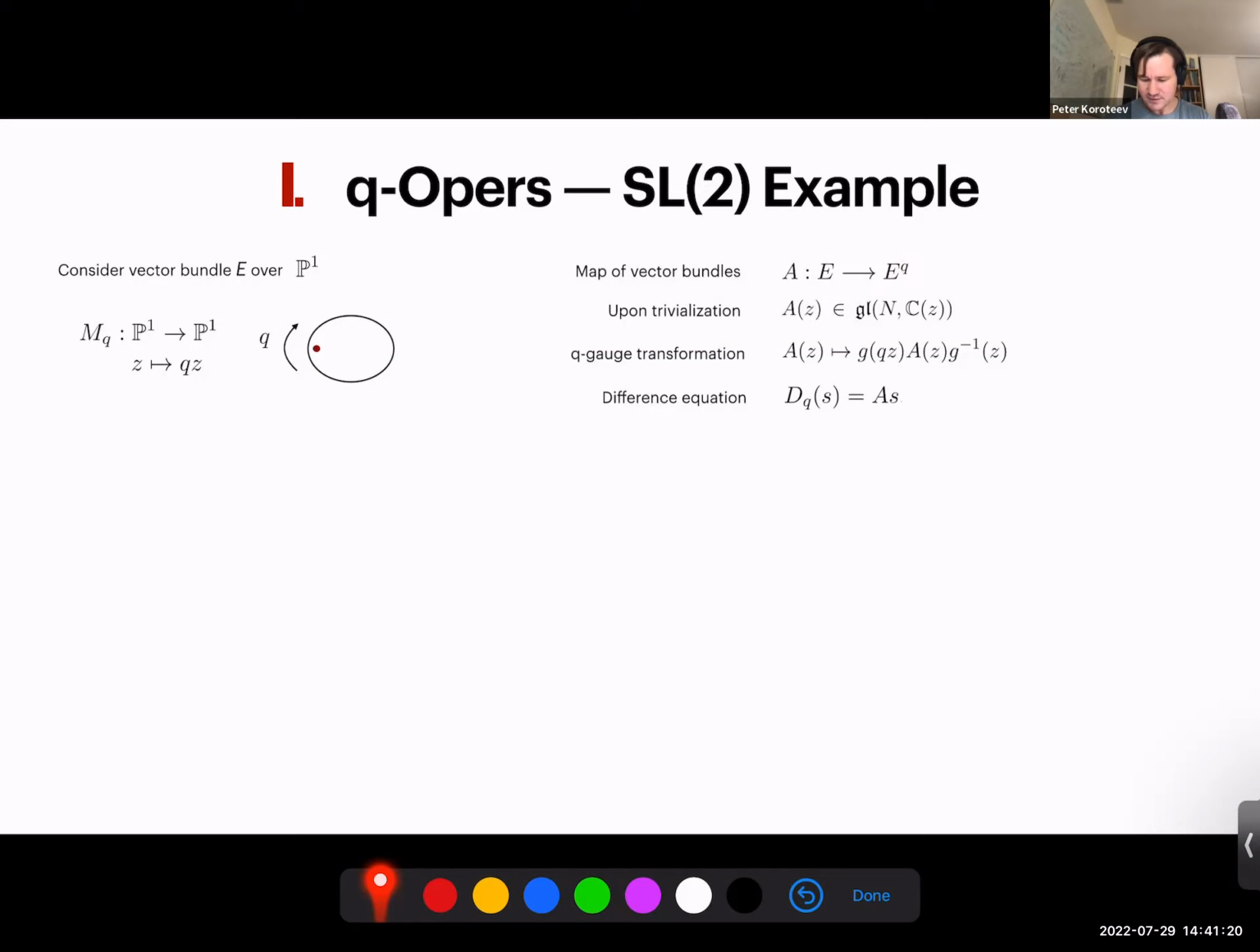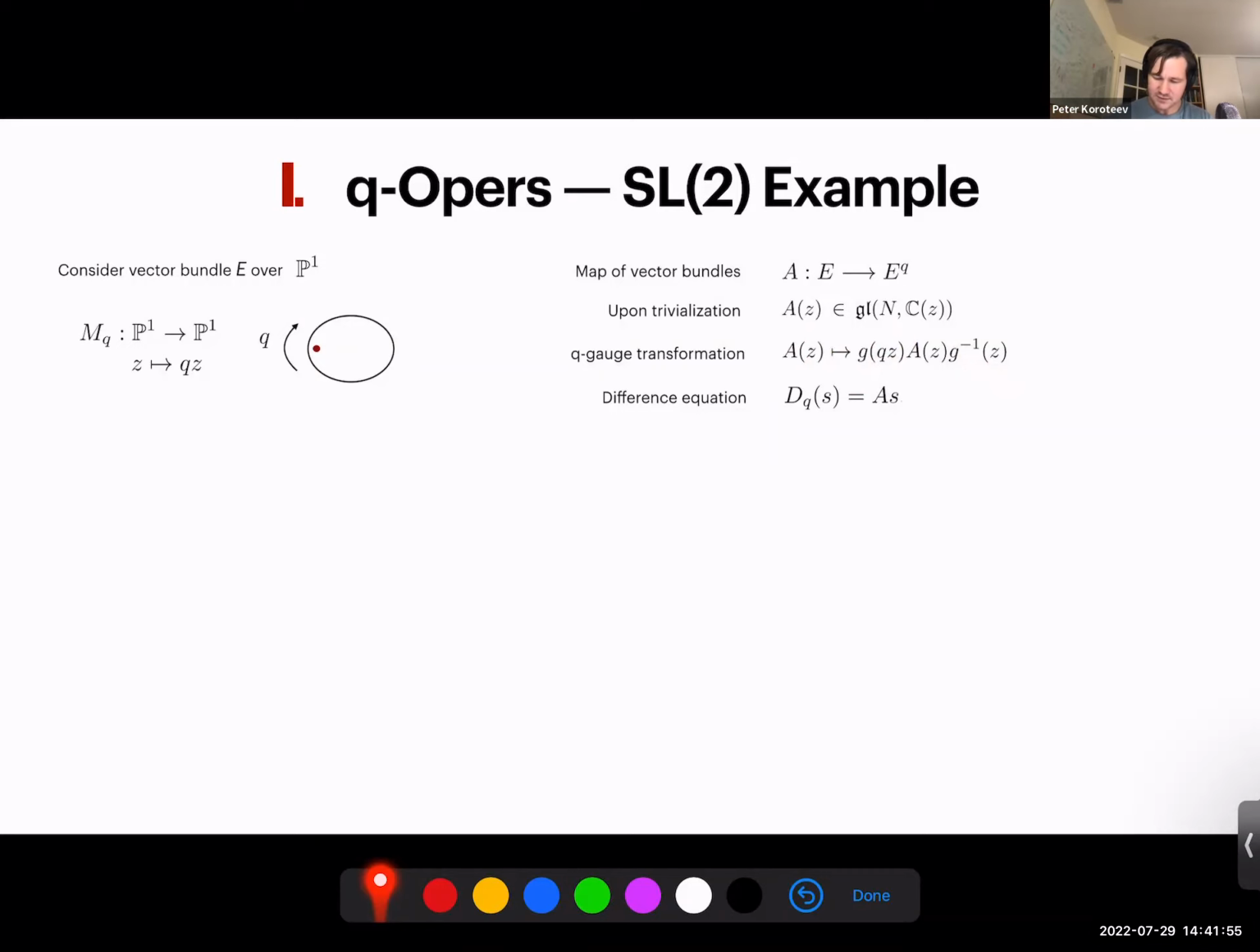Which, upon trivialization, takes values in, well, GLN, right? In this case it will be SL2, but let's say for now it's GLN. Then the change of trivialization, the change of these coordinates, will, as we change this linear map, change the connection according to this sort of Q-deformation of the ordinary gauge transformations, right?